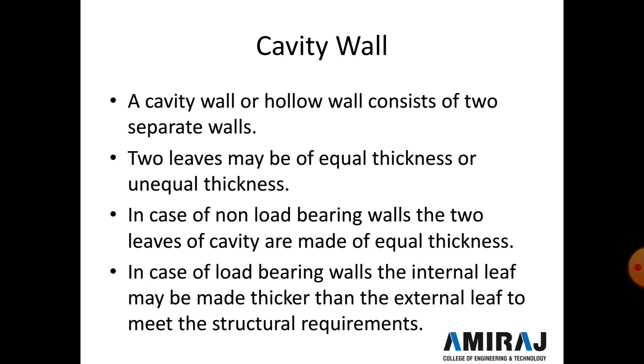Now in the case of a load bearing wall, what is a load bearing wall? In a load bearing wall, all the loads are transferred from the wall to the foundation to the soil. Clear? In a load bearing wall, the inner leaf may be made thicker than the external leaf or external wall. So the inner wall thickness is higher compared to the external. For example, if the external wall thickness is 20 centimeter, we take the inner wall thickness as 30 centimeter. So these are the cavity wall general rules.